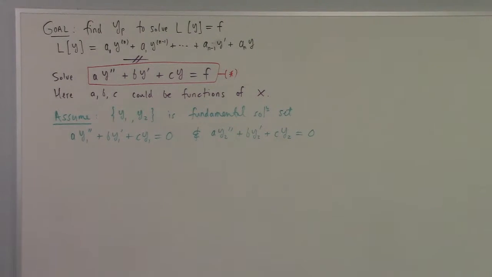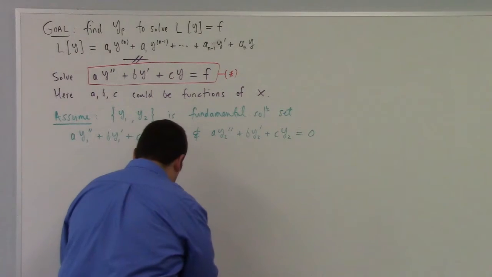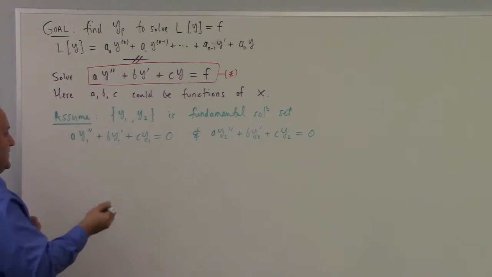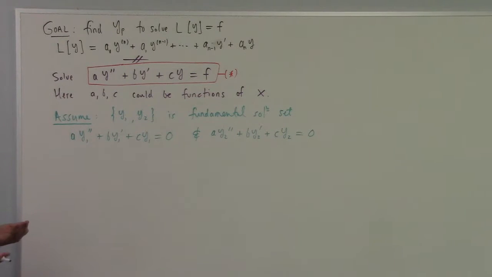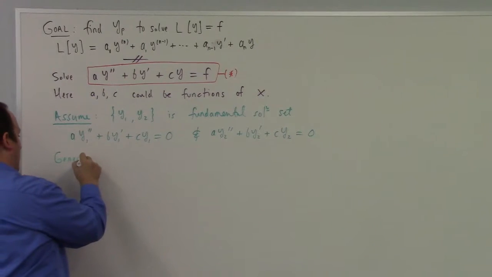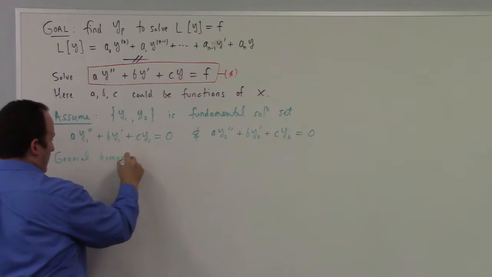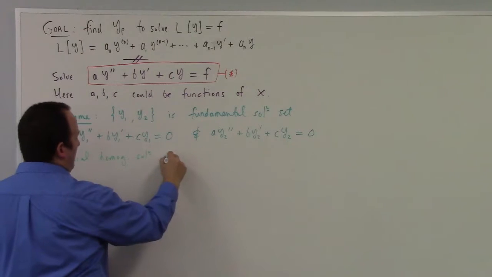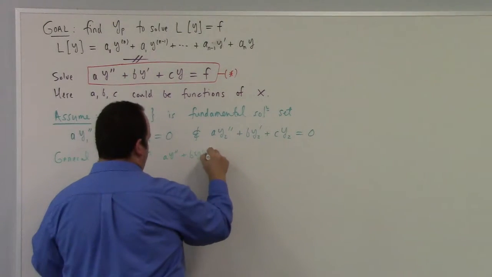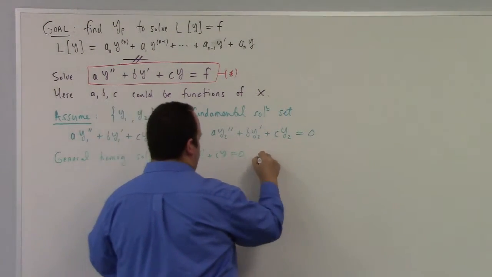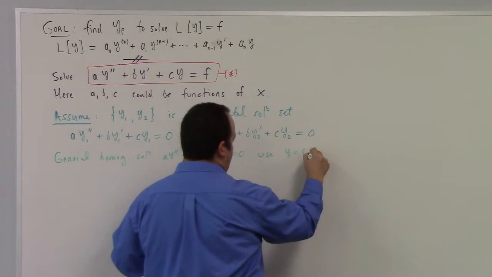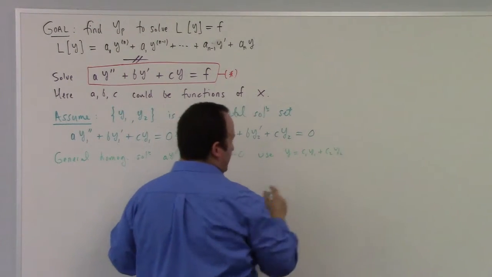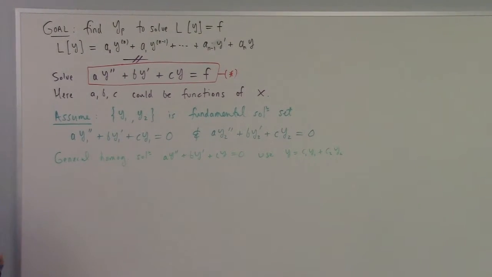And here's the guess that we do now. So we've seen the homogeneous solution. What does the general homogeneous solution look like? If I'm solving ay prime prime plus by prime plus cy equals 0, we use y equals c1y1 plus c2y2. That's my general solution to the homogeneous problem, right? So what's a natural thing to try?